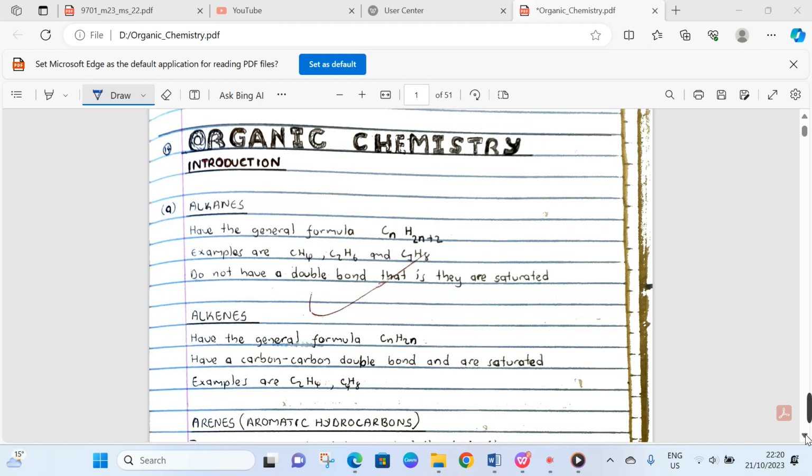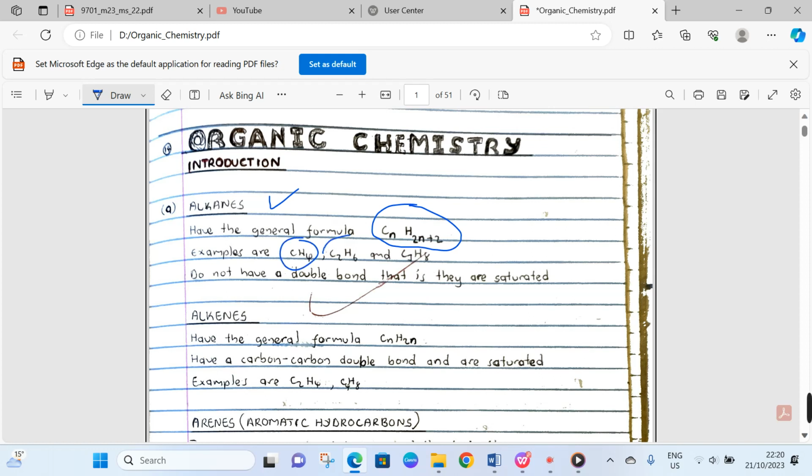So let's get started. So let's talk about alkanes. Alkanes have the general formula CnH2n+2, right? Examples of alkanes are methane that we have here, ethane, and propane, right? They do not have a double bond and they are said to be what? Saturated. Okay, let's move down.